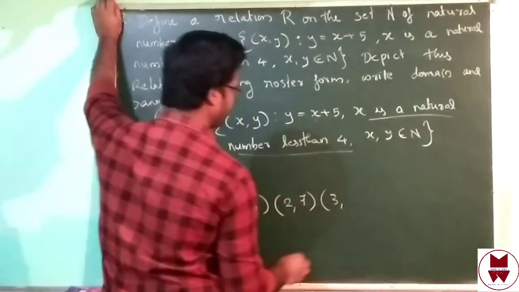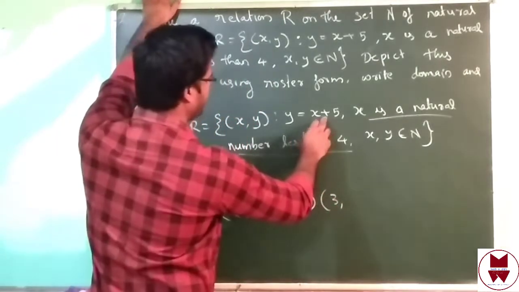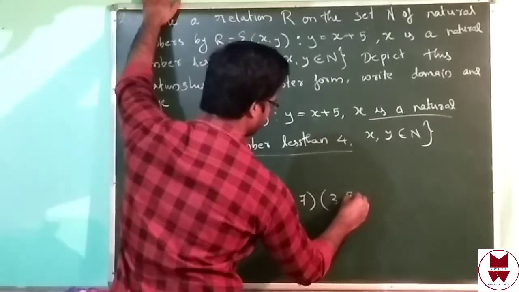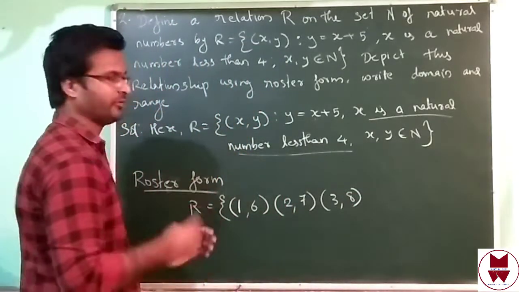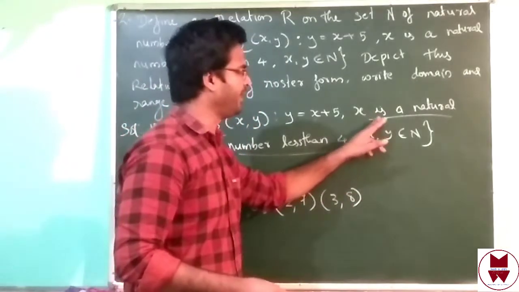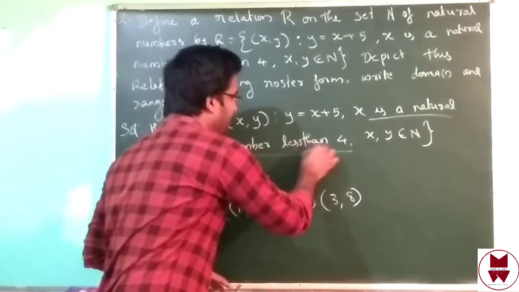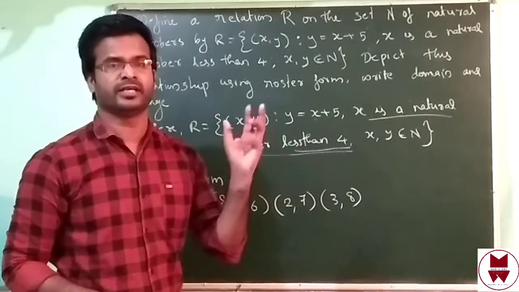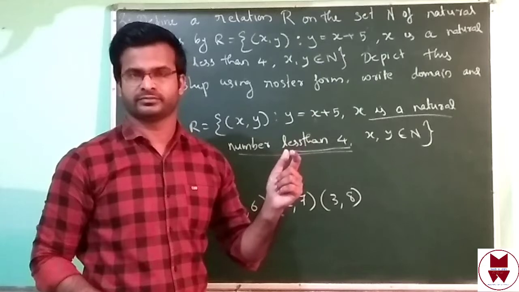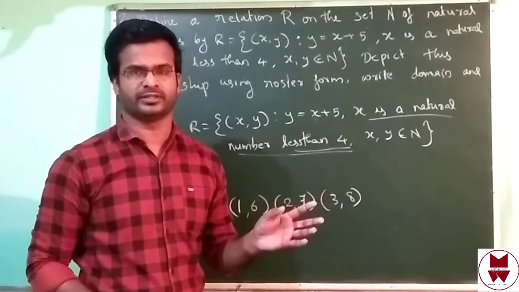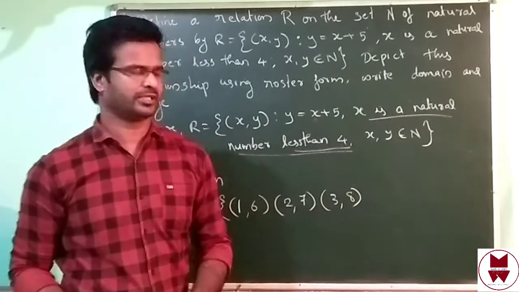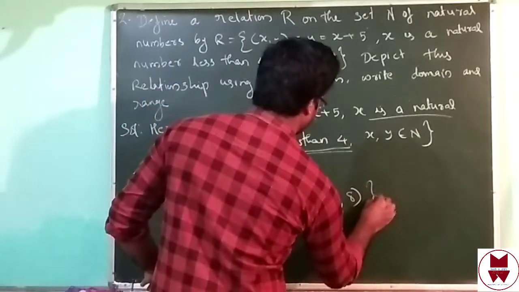Then 3. Given here 3, 3 plus 5, 8. Can you take 4? We cannot take 4, because the second condition is x is a natural number less than 4. Less than 4 means 1, 2 and 3. These 3 numbers only we can use, isn't it? Then 4, 5, 6 we cannot take. This is our roster form.